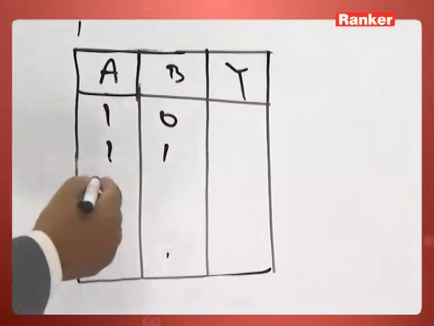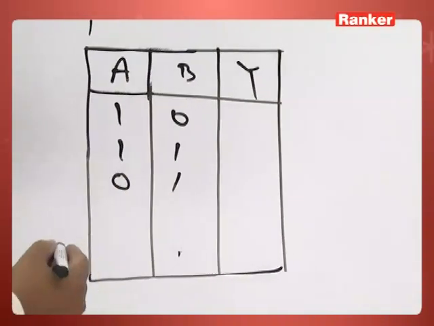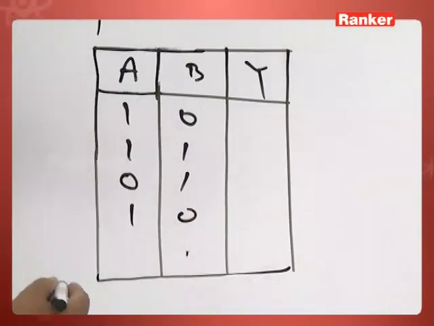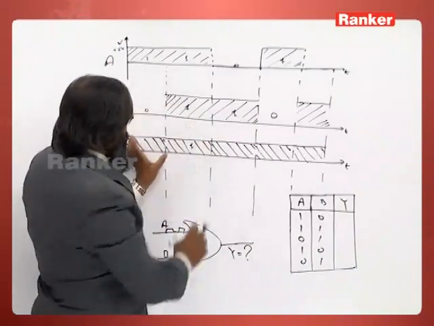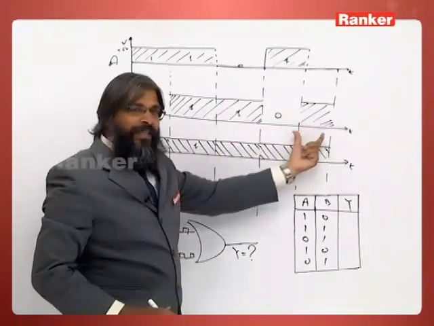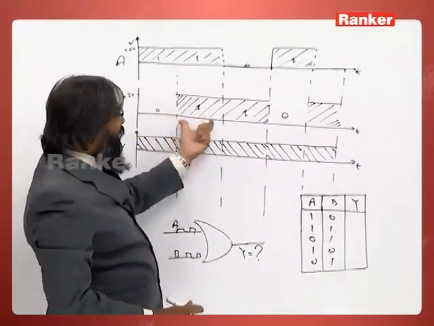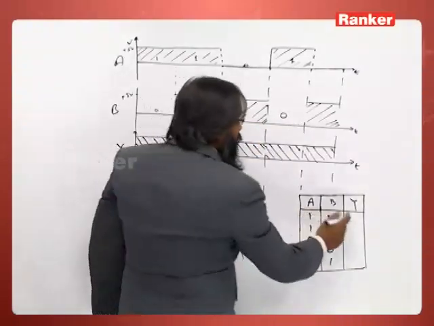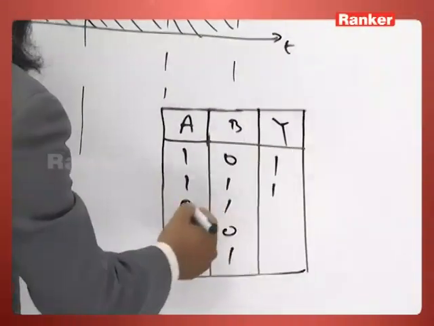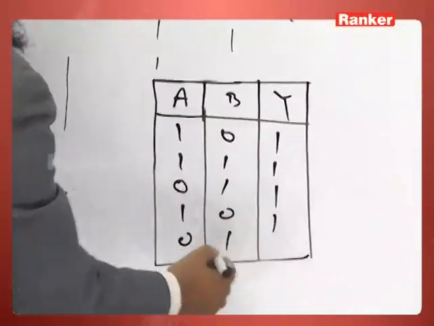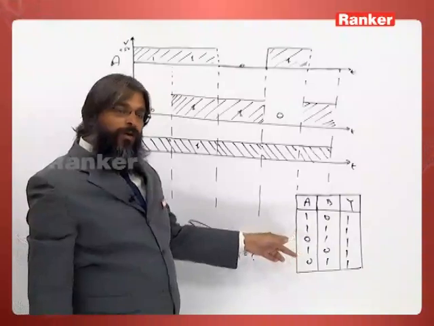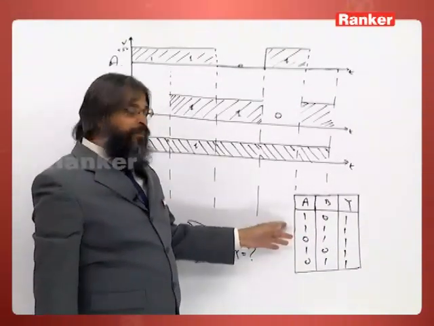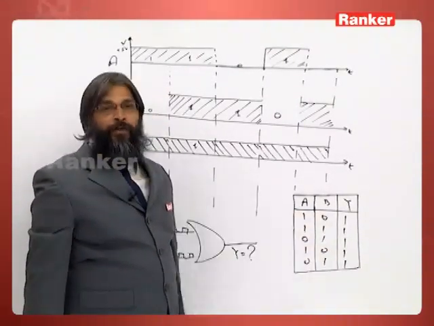For this part, 1 0 1 is the input, then 1 0 1 0 is the input, next 0 1 is the input. So these are the different inputs for different time intervals. We have assumed that they are equal time intervals. So 1 0 will give 1, 1 1 will give 1, 1 0 will give 1, 0 1 will give 1, 1 0 will give 1. So if any of the inputs or all of the inputs are high, we are going to get high output.